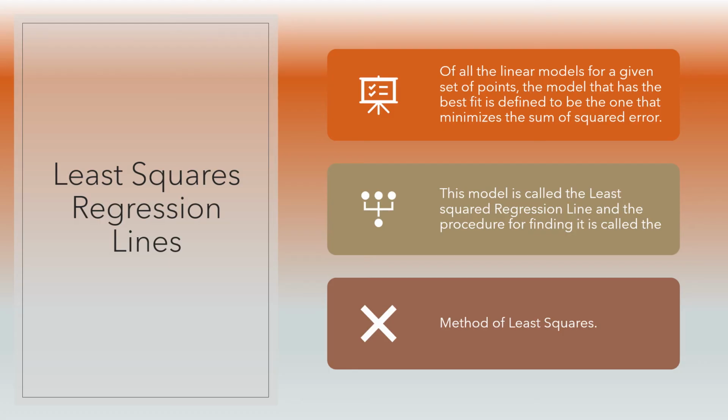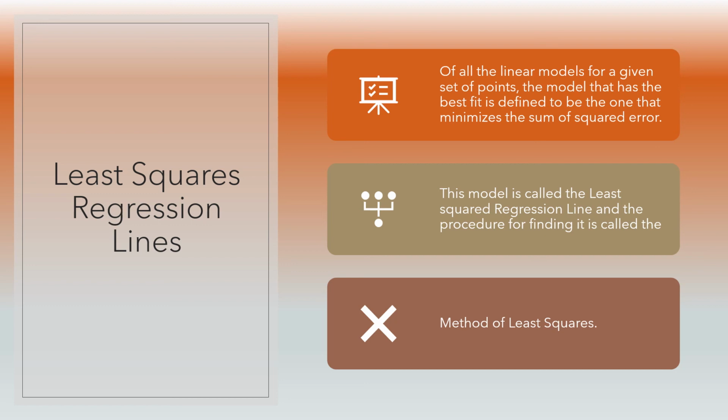So, of all the linear models for a given set of points, the model that has the best fit is defined to be the one that minimizes the sum of squared errors. In our case, the minimum sum of squares of these errors is only for model 3, which is f of x equal to 1.2x minus 0.2. So that is the line of best fit. This model is called the least squares regression line, and the procedure for finding it is called the method of least squares.